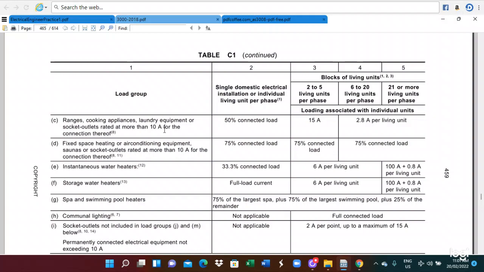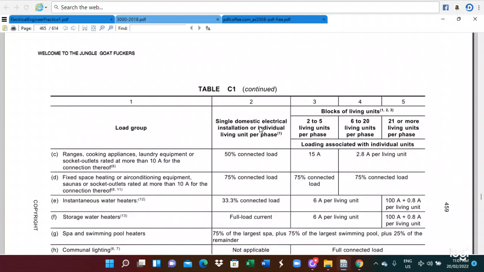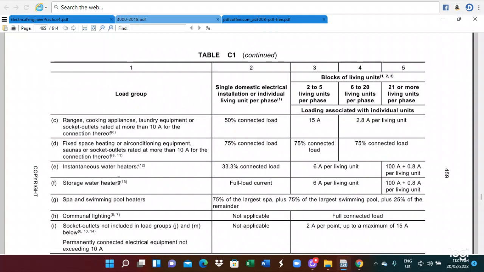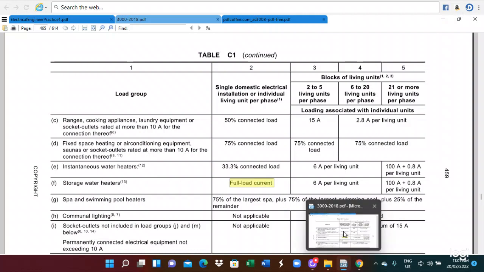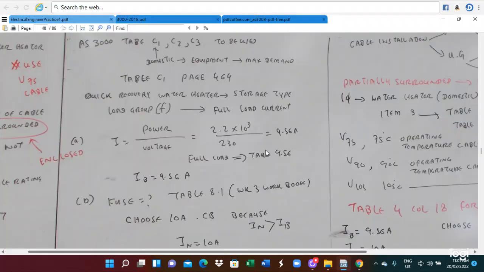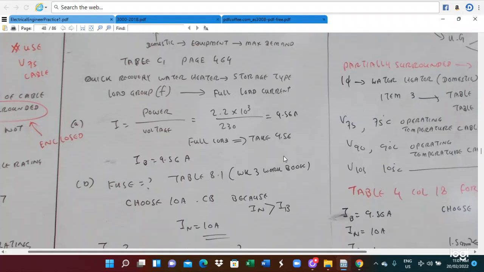So for a single domestic installation from table C1, the full load current has to be calculated. You have to take the full load current. How do we calculate the full load current? Full load current is the power 2.2 kilowatt divided by voltage 230 volts. So you get 9.65. So we take this current 9.65 ampere.